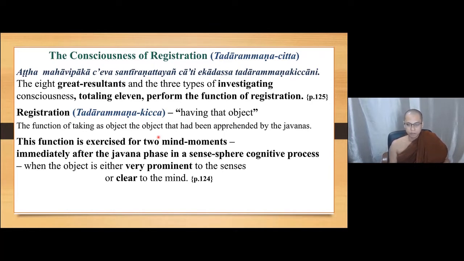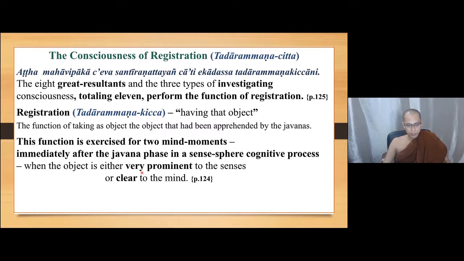There is also very important information. When the Tadarammana arrives, it always follows the Javana. That is why we need to know the connection between the Javana and registration. Otherwise, whenever you talk about the cognitive process, the moment of Tadarammana always causes confusion. Okay, what is this function? The nature of this function is that it always arises for two moments. It never arises for only one moment. And the place where it arises is immediately after the Javana phase.